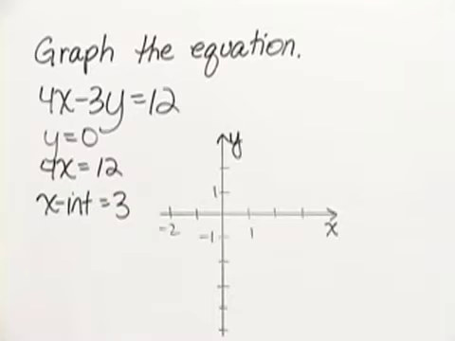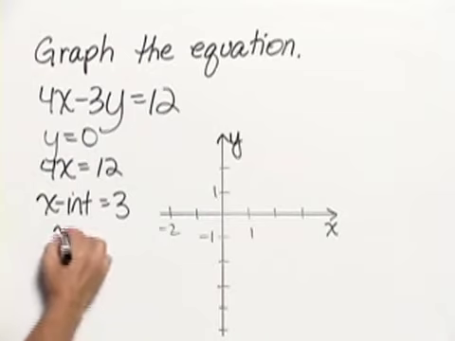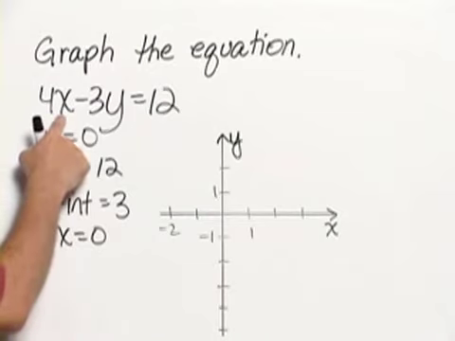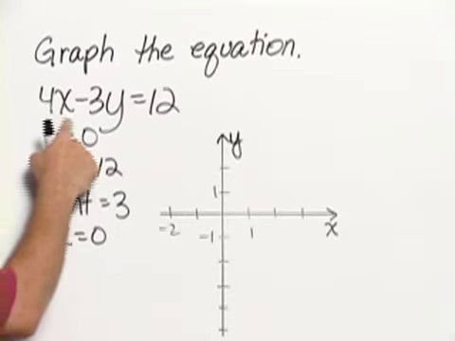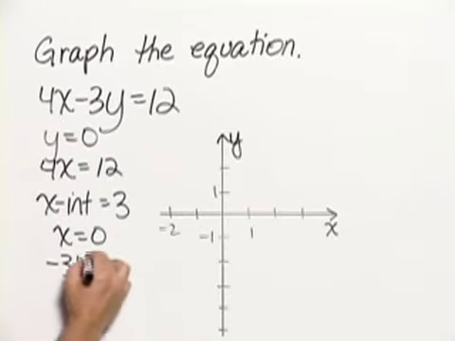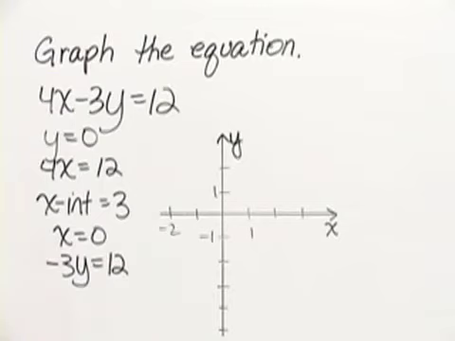Let me now find the y-intercept. We do that by setting x equal to 0. And when x is equal to 0, 4 times 0, of course, is 0. We get negative 3y equals 12. We now divide both sides by negative 3. And we find that the y-intercept is equal to negative 4.